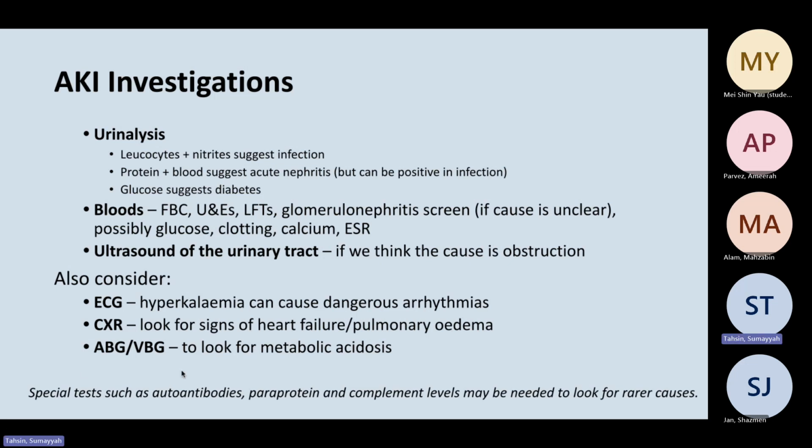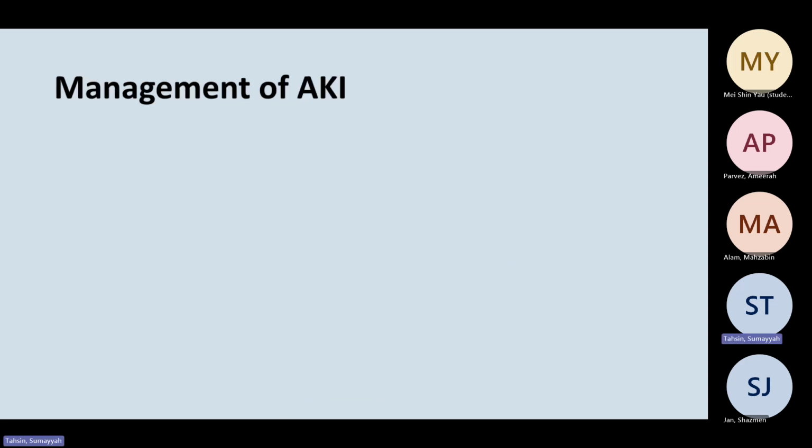Okay, and then these special tests are, like we said, if we still haven't found the cause by this point. We can look for autoantibodies, we can look for paraprotein if we're thinking myeloma, complement levels, etc. Okay, so now in terms of managing an AKI, the management is largely supportive.